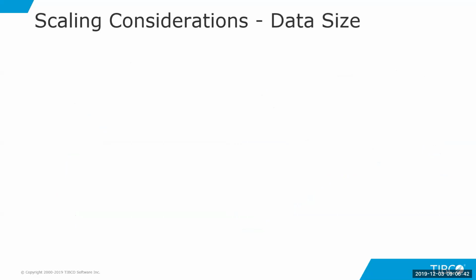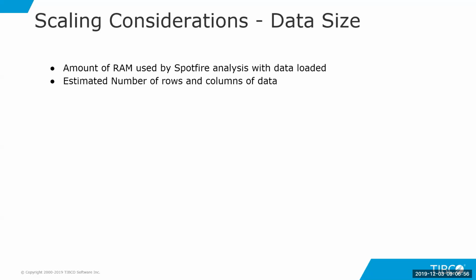Another useful bit of information is the size of data. Now, we'll start off at a high level, and we'll drill down into this a little bit. And again, this also depends on how one is consuming the data. So one is the amount of RAM used by the data within Spotfire. If you have a Spotfire analysis already available, you can estimate. You can also, if you have an estimate of the number of rows and columns within the data, get a good idea of how much room the data is going to take up.